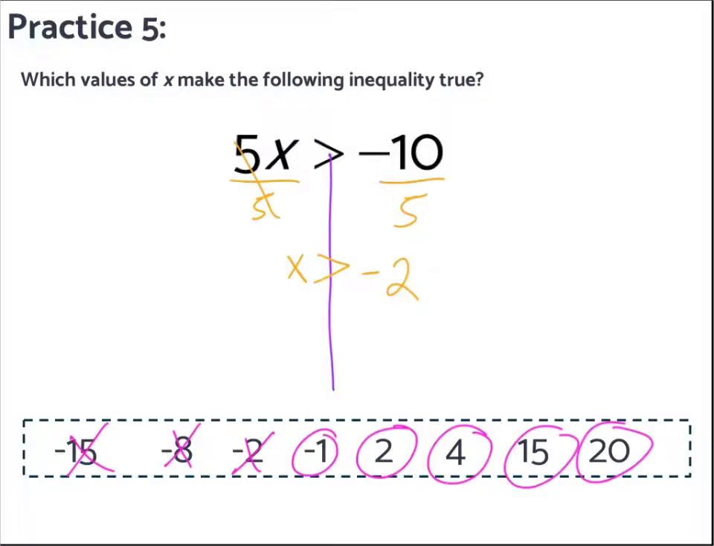How did you do? Did you get all the same answers that I got? Hopefully you did. Notice you didn't have to flip your inequality symbol here because you divided by a positive number. You got x is greater than -2, so you were looking for all the answers that are greater than -2. So -2 is not greater than -2, so it was not one of the ones you could have selected. If you got the answers that I got, great. If not, fix your paper so it looks like mine, and let's go ahead and move on to the next one.